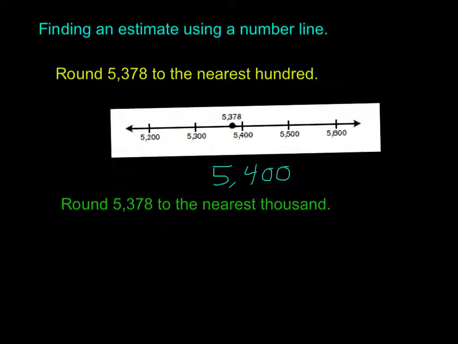So we can do that by following our poem. We find our number, and in this case, we're going to the nearest 1,000. So I'm going to underline our thousands place. We're going to look right next door. If we look right next door, we have a 3. If it's 4 or less, we just ignore. Because 3 is less than 4, we're going to ignore, which means we're just going to drop down our 5. And then everything to the right of our 5 becomes zeros. So 1, 2, 3 zeros, we get 5,000. So 5,378 rounded to the nearest 1,000 is 5,000.